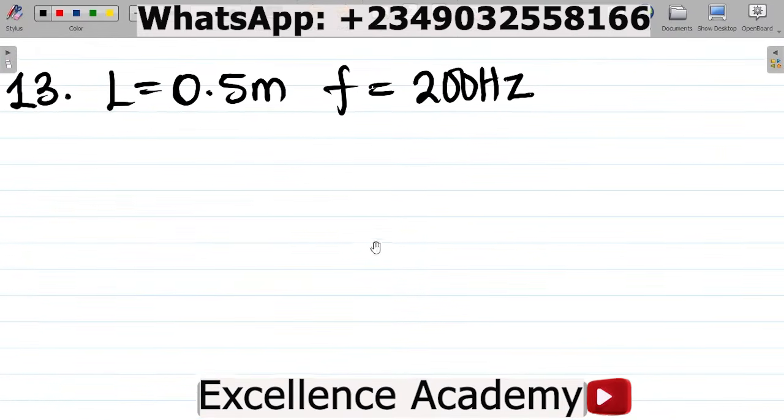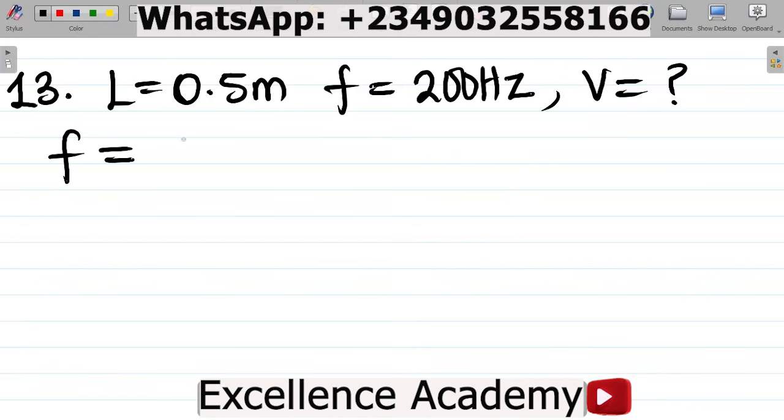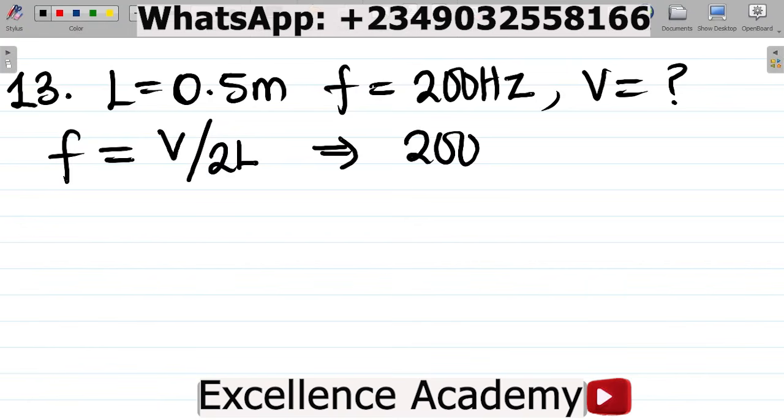Now, for this question, note that if you're given length and frequency, and you're asked to find speed V, the formula that relates these three parameters is that frequency F is equal to the ratio of speed to twice the length. So F is equal to V over 2L. The value of F is 200, equal to V all over 2 times L. The value of L is 0.5.